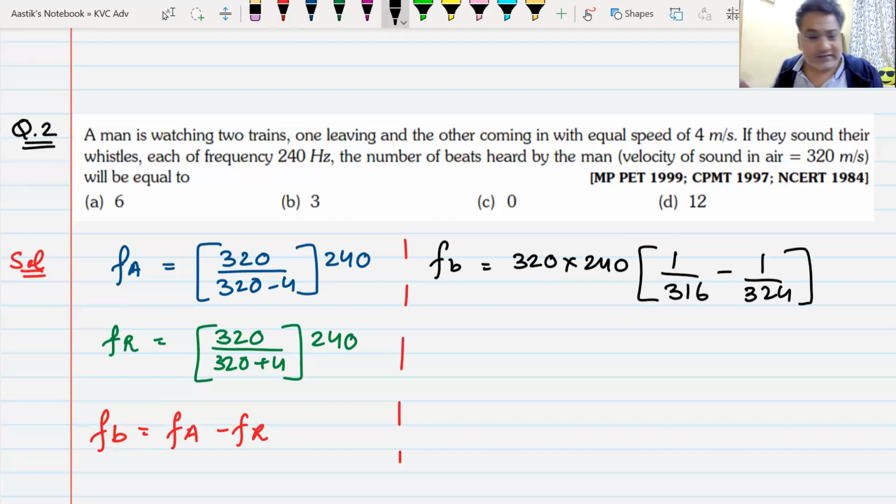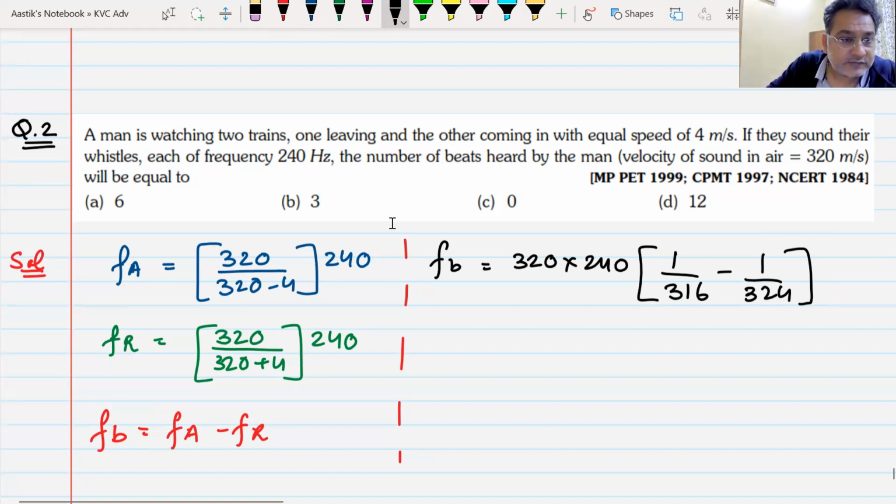You can calculate this. These types of questions don't come. They will give you a question where the calculations would be much easier. I just wanted you to do this. That is why I have done this. Do we understand this? Everyone got this? Yes, sir.